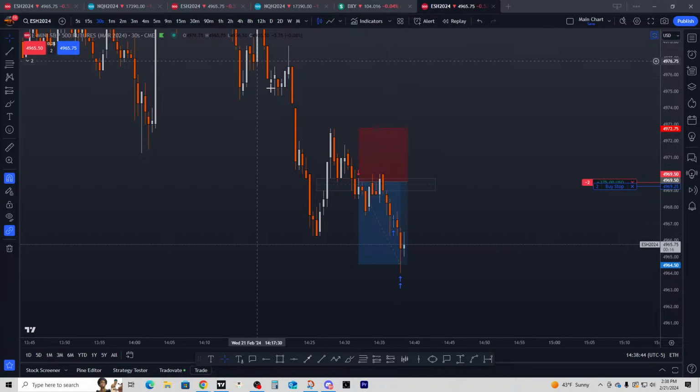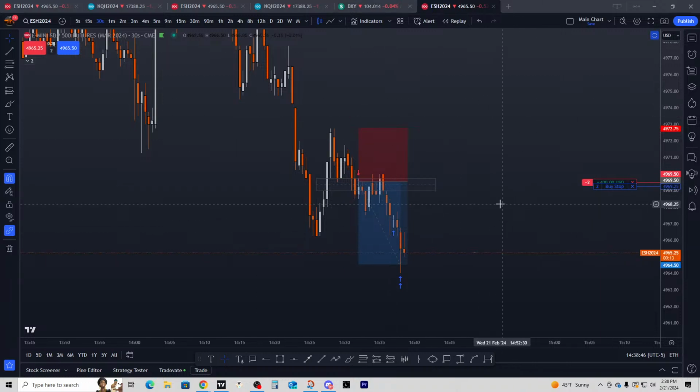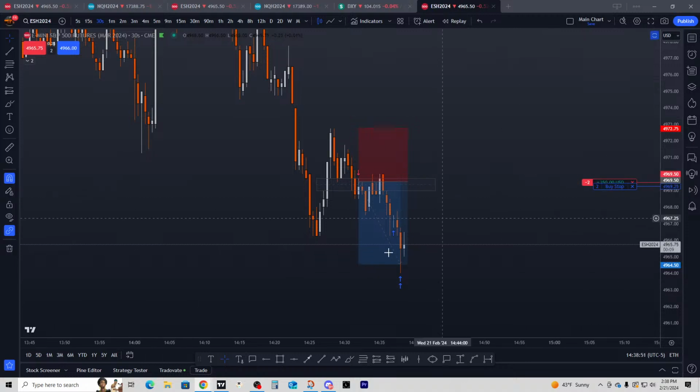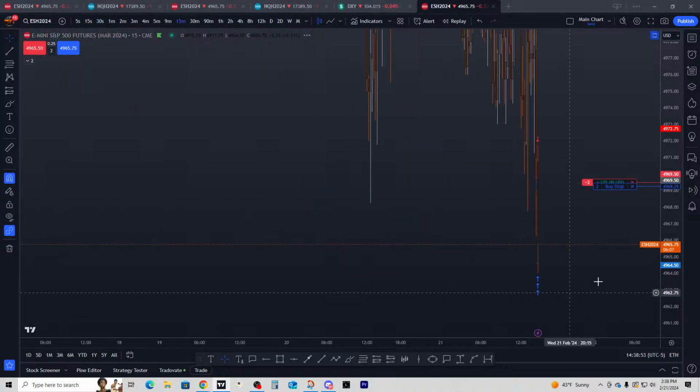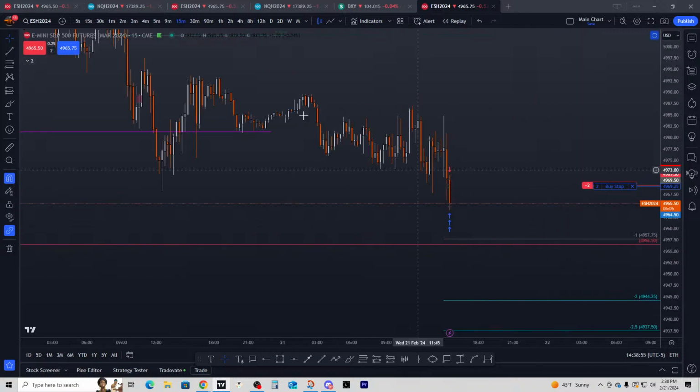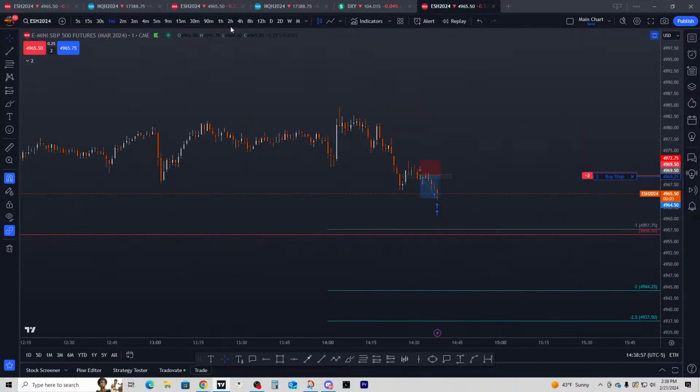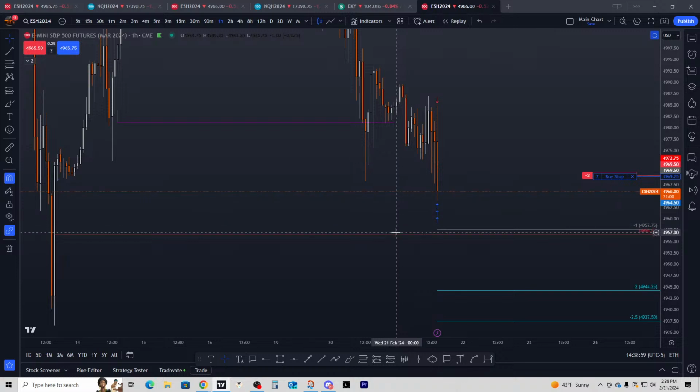I closed one here when YM hit the low. And then I was looking for more movement from there. So I want to see if this wants to continue down now towards our standard deviations. So yeah, let's just see what we get.